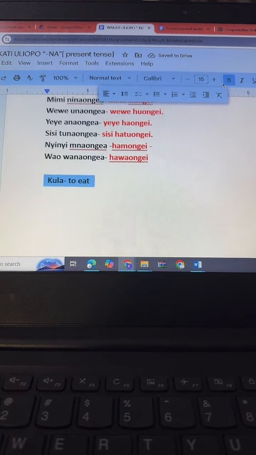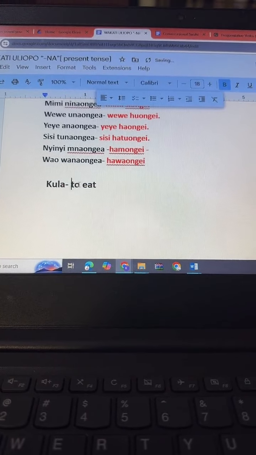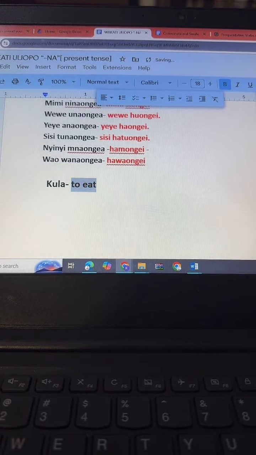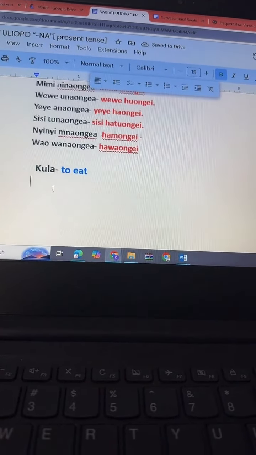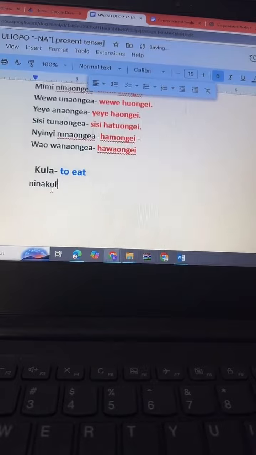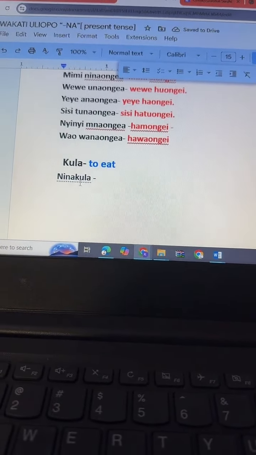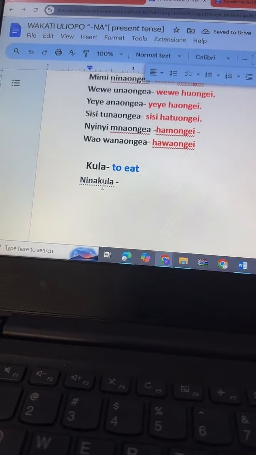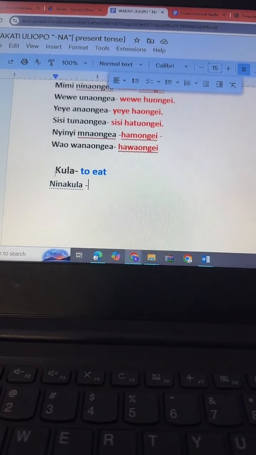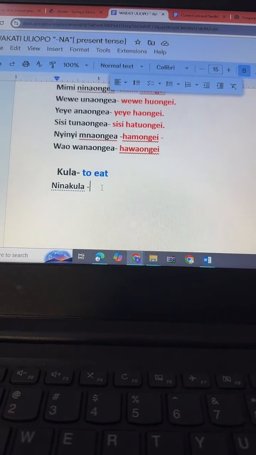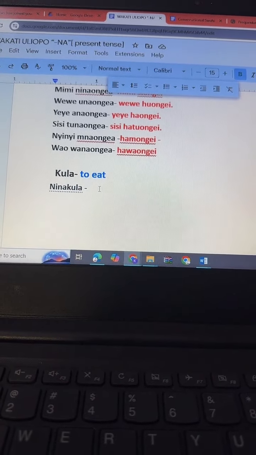Kula is to eat. I want to say I'm eating and I'm not eating. And how will you say that? I will teach you how to do that. Ninakula means I am eating. Now, this requires some skills. For monosyllabic verbs, they have special negation, but it's somehow the same, but not the same.